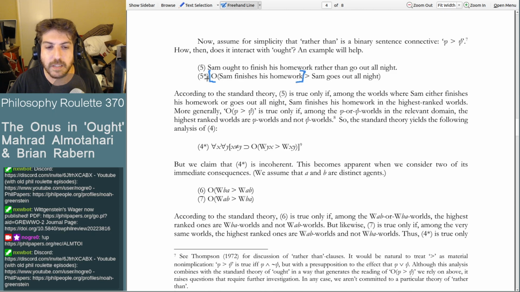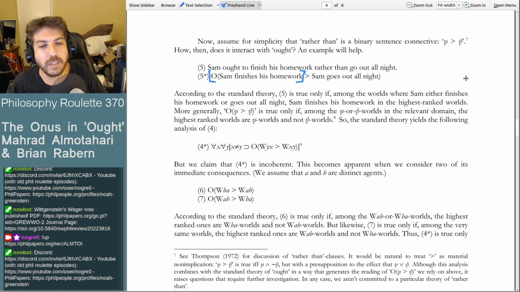So he's obligated to finish his homework rather than going out all night. So you could actually have the scope difference here. The obligation only talks about him doing his homework as opposed to going out all night. I don't know if this schematization is exactly accurate already, but it does make sense. It says Sam ought to finish homework, so finishing homework is more important than going out all night. I think that's reasonable, but you could already start futzing with this.